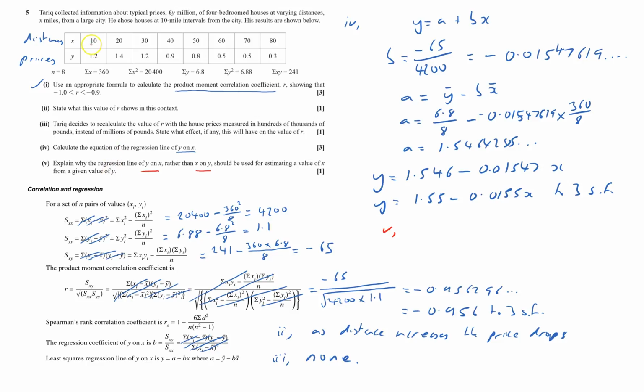But in this case here, the distance was actually chosen at 10 miles or 20 miles or 30 miles, and therefore x is the controlled variable. And if it's a controlled variable, then you always do the y on x, regardless of which one you're working out. So the word we're looking for is controlled variable. And that's question 5 done.